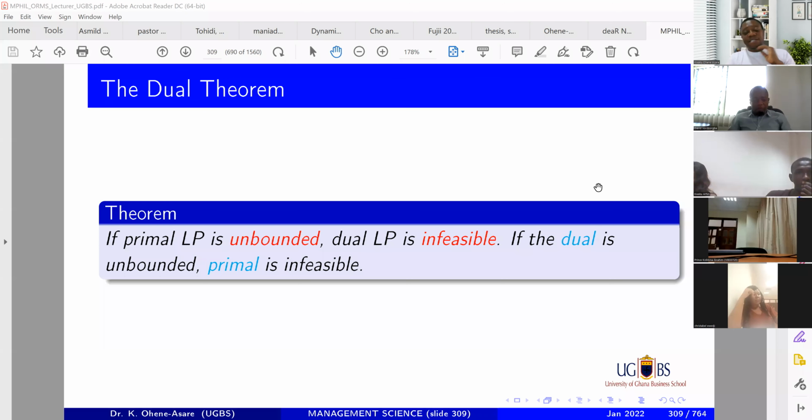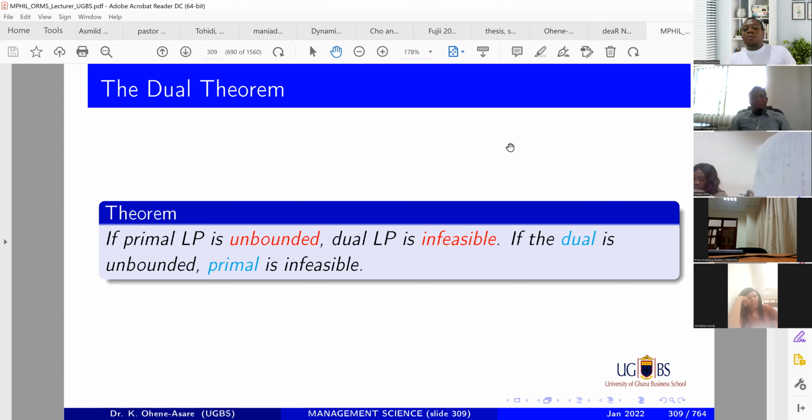I want to give a summary first about what we've done and then give you a theory. And you got to know this theory. It is emanating from everything that we've done so far today. Number one, if the primal model is unbounded, the dual is infeasible.